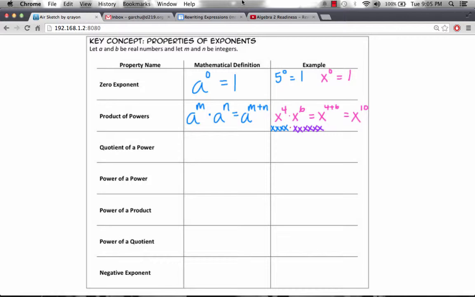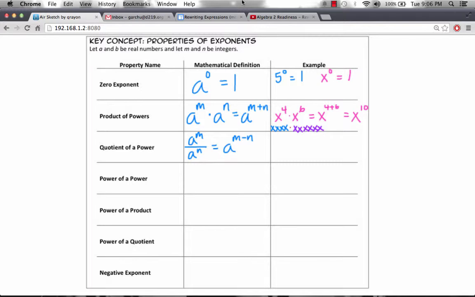Now, quotient of a power. Quotient is a mathematical term that we use to describe division. So mathematically, we'll have a to the m divided by a to the n. Notice that we still have the same base. We're talking about simplifying by subtracting the top power minus the bottom power.